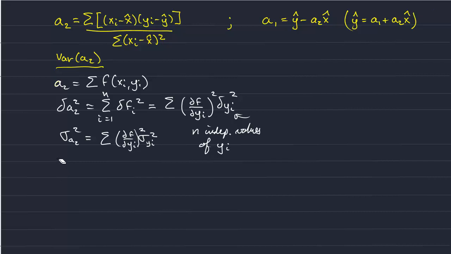So the square of the partial derivative of f with respect to yi. So we just have to take this derivative with respect to yi, and we get xi minus its mean, all over the sum of the square deviations of x from its mean. And we have to square this, so we square the numerator and the denominator here.